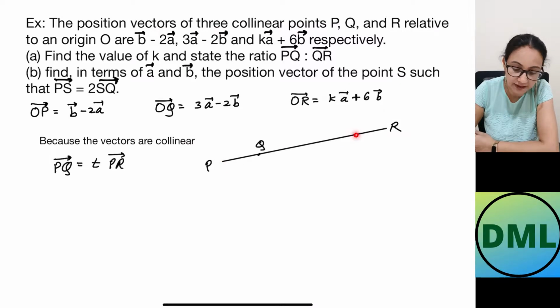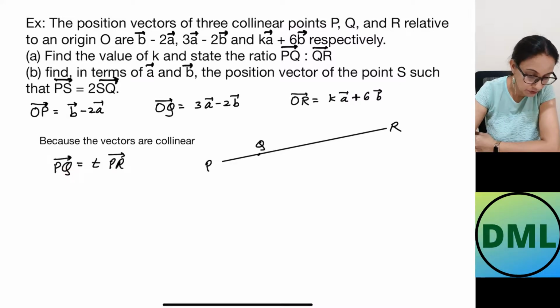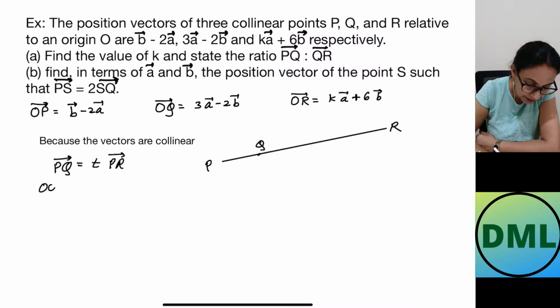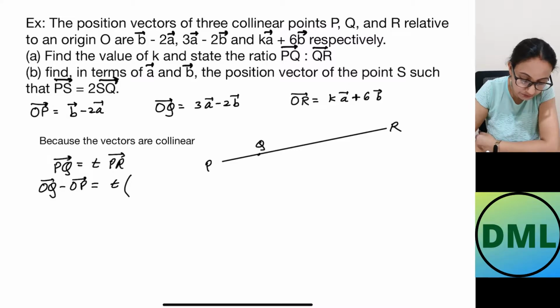That means they are on the same line. So I can apply the condition that PQ is equal to T times PR. Now I'll substitute the values and solve it. I will write the vector PQ in position vector form: PQ is OQ minus OP, equals T times, in position vector form, OR minus OP.